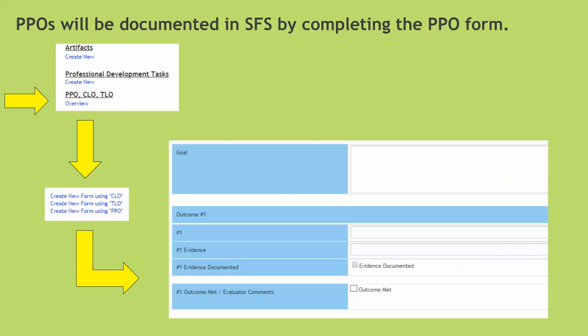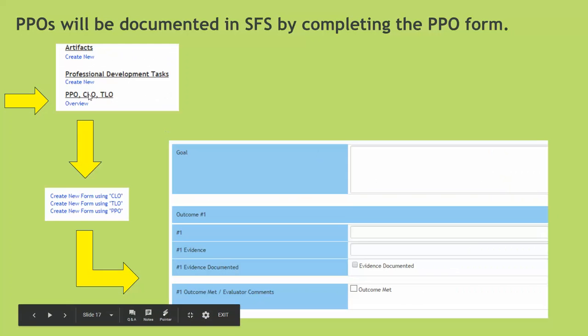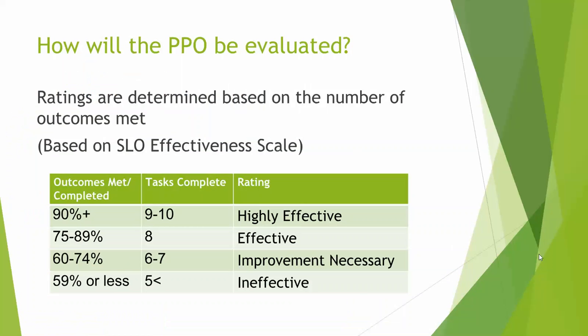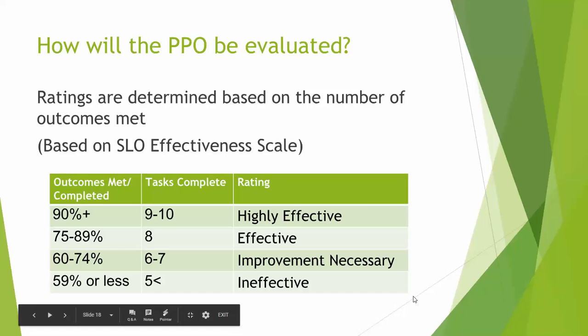PPOs are inputted onto SFS using the PPO form. Enter in your overarching goal and how you will meet each outcome. Throughout the year, remember to update this as you complete tasks. Enter in your evidence of how you've met that task and let us know. PPOs are evaluated on the same scale as our other SLOs. 90% is highly effective, and so forth.